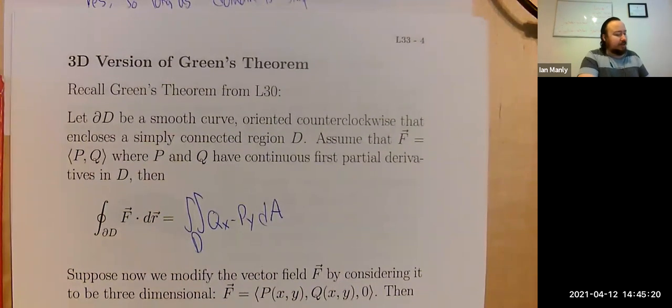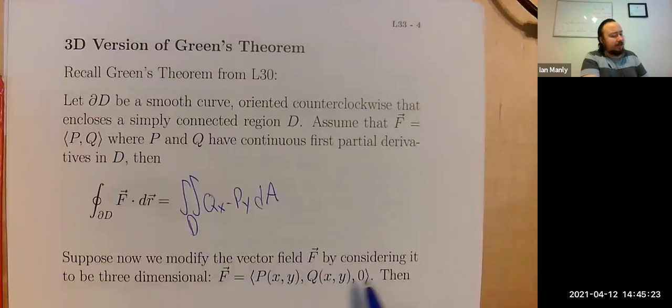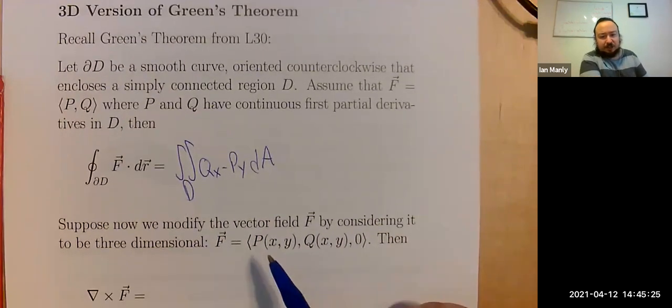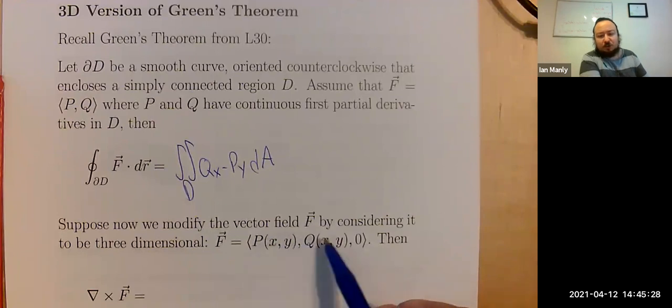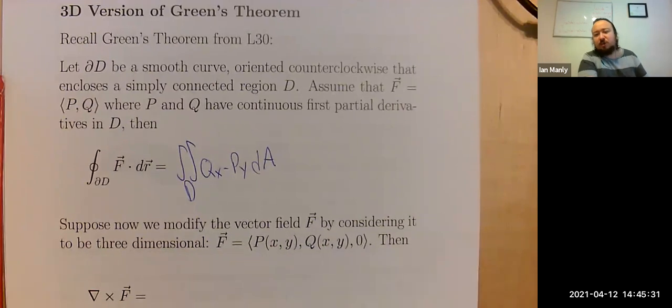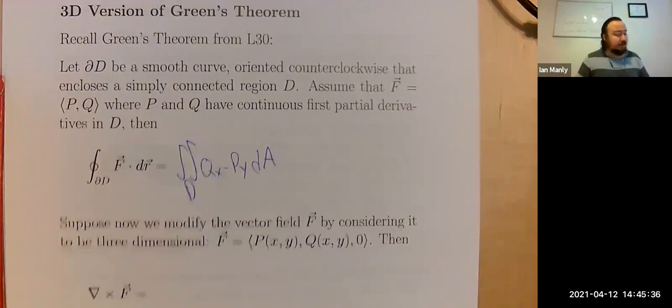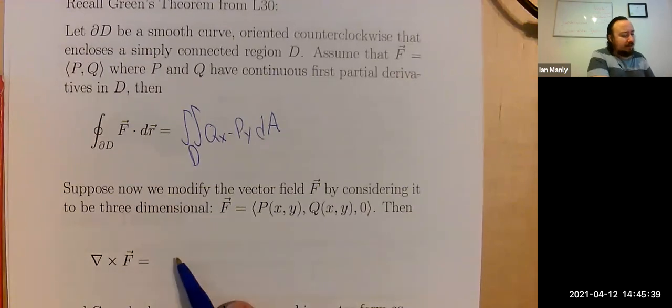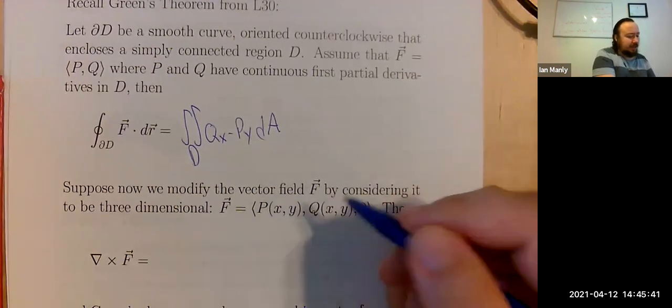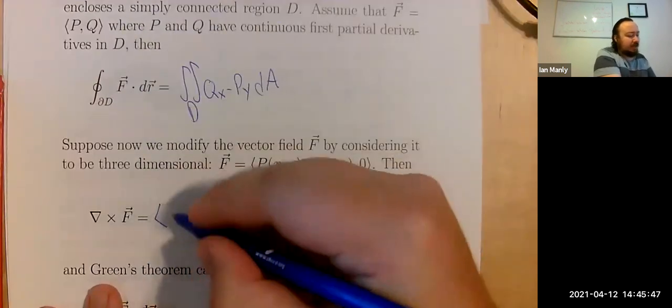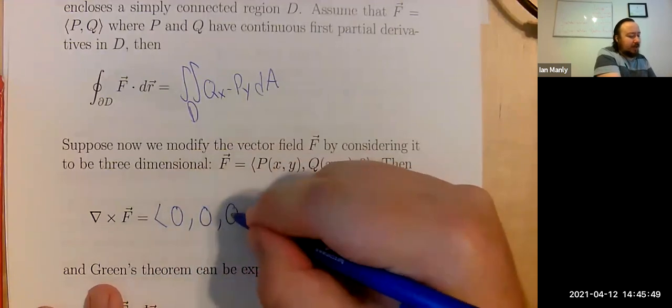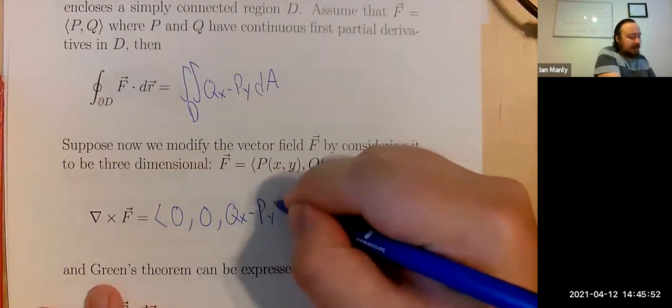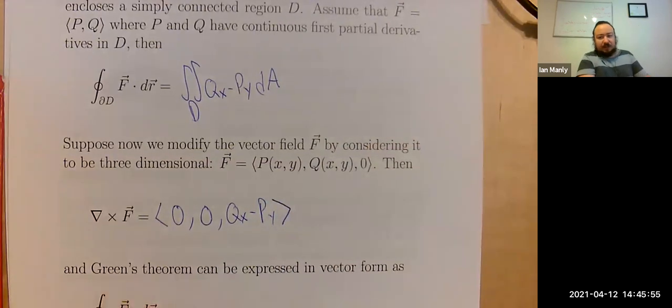All right. Now suppose that we modify the vector field f by considering it to be three-dimensional. So we're going to have P and Q be as they were before, and then we're just going to regard the z component being 0 because we're in the xy plane. Then it turns out that the curl, and I'm just going to speed through this, if we go through the determinant and compute the curl, it's going to be 0, 0, and then Qx minus Py right here.